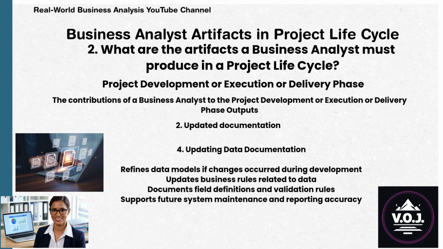Number 4 is updating data documentation. The BA refines data models if changes occurred during development. Updates business rules related to data. Documents field definitions and validation rules. And supports future system maintenance and reporting accuracy.